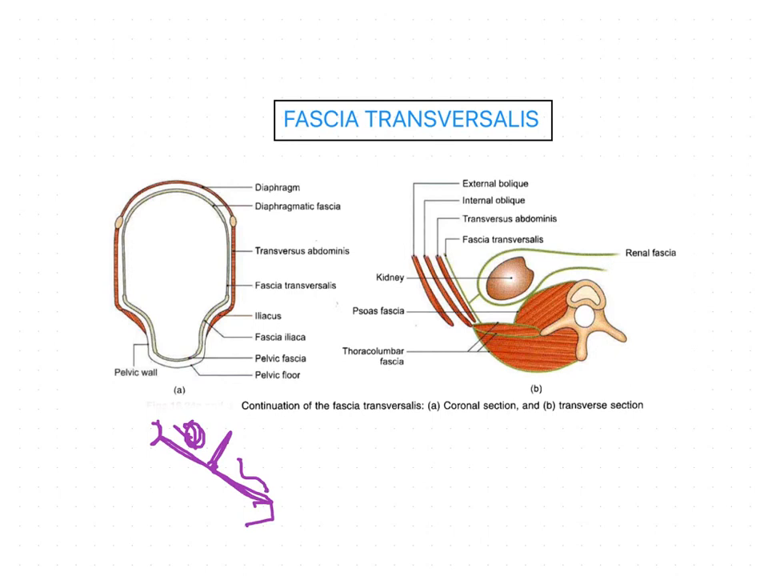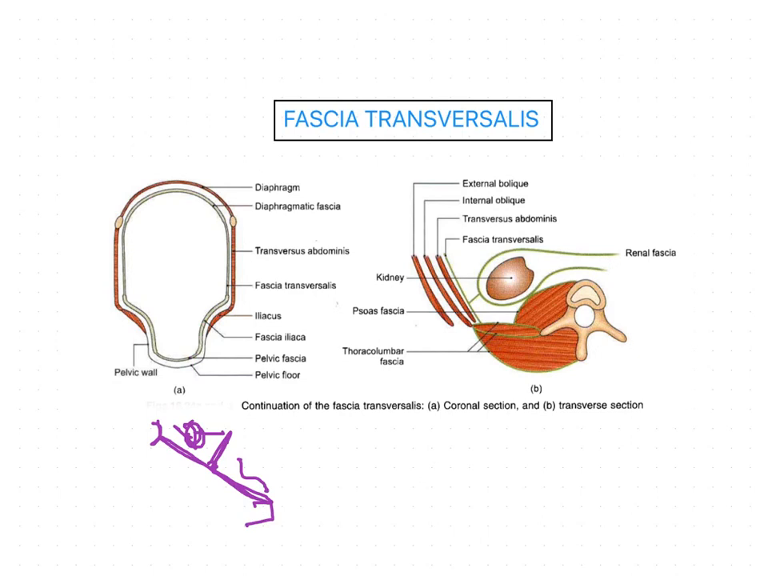The ring lies immediately lateral to the inferior epigastric artery. This deep inguinal ring transmits the spermatic cord in males and the round ligament of the uterus in females. So this ring allows the spermatic cord in males and the round ligament of the uterus in females to pass.